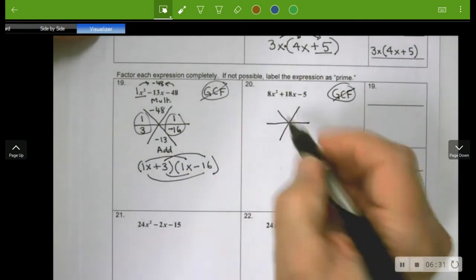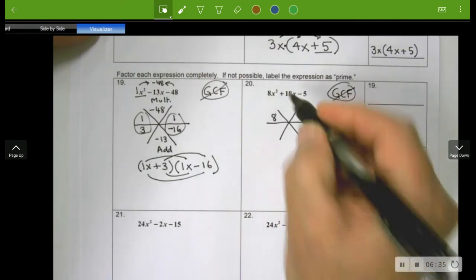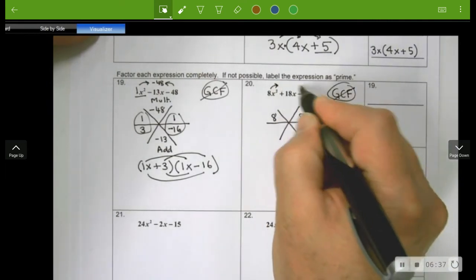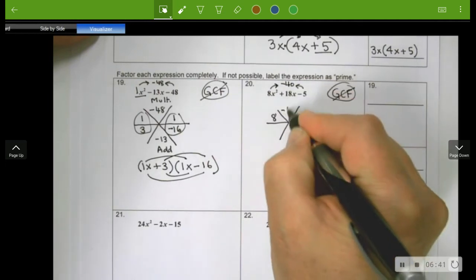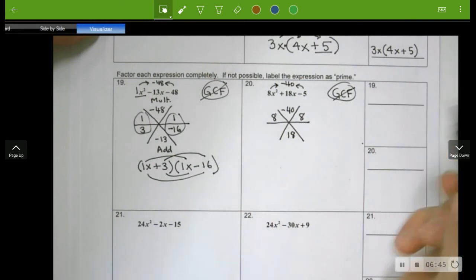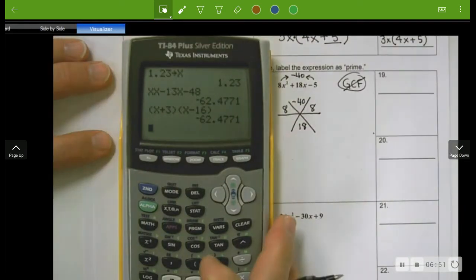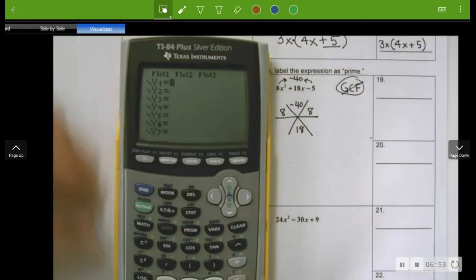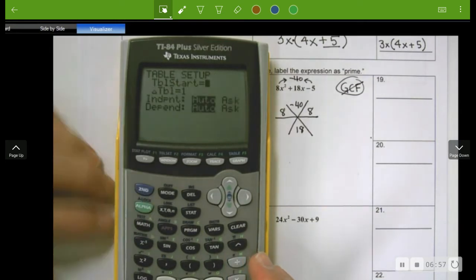All right, we put the leading coefficient on the wings, multiply the ends. We need two numbers that multiply to give 40 and add to give 18. I take that back, multiply to give negative 40 and add to give 18. So using a calculator to help you with that, you go to your y equals key and put in 40 divided by x. Set up your table.